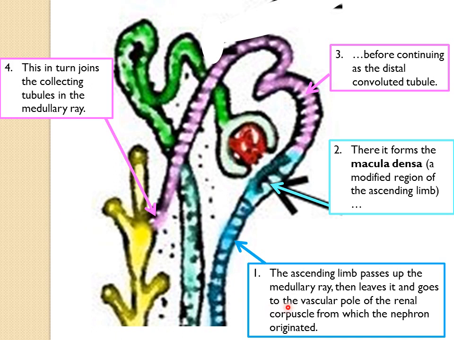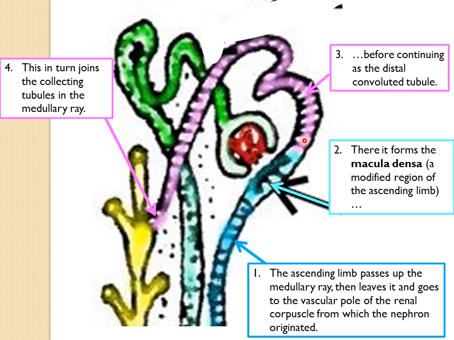So the way I've ordered this slide, unfortunately, it goes from the bottom to the top. You can see 1, 2, 3, 4. So the ascending limb goes up the medullary ray. Then it goes towards the renal corpuscle from which it originated. And that's what you can see here. So it goes on this whole journey throughout the kidney, and it ends back right at this point. And at this point, it forms a specialized structure called the macula densa. It's essentially like a bunch of sensory cells. So this region here, opposite the renal corpuscle, is called the macula densa.